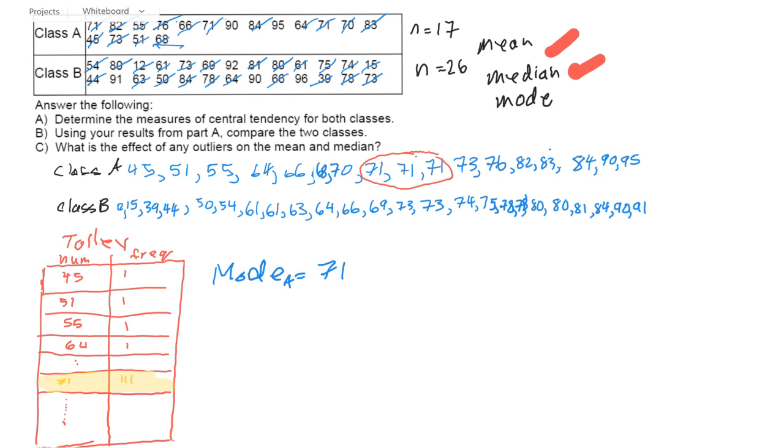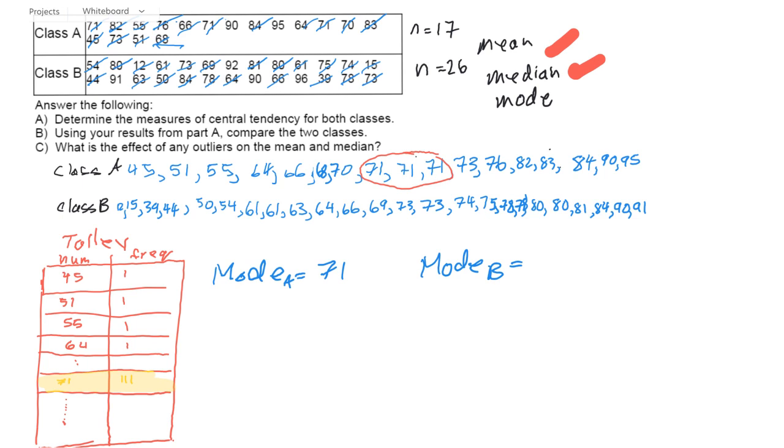Now, this tally is what you would use if I just asked you to find the mode for this list, if I didn't care about the median. If I needed the median, I'd have to organize this list. But then it also makes it easy for me to spot the number that repeats the most in the list. Now, the mode for A is 71. Try to find the mode for B.